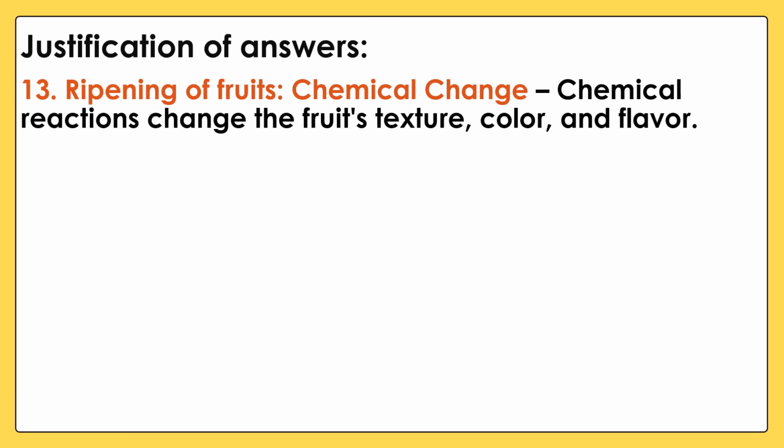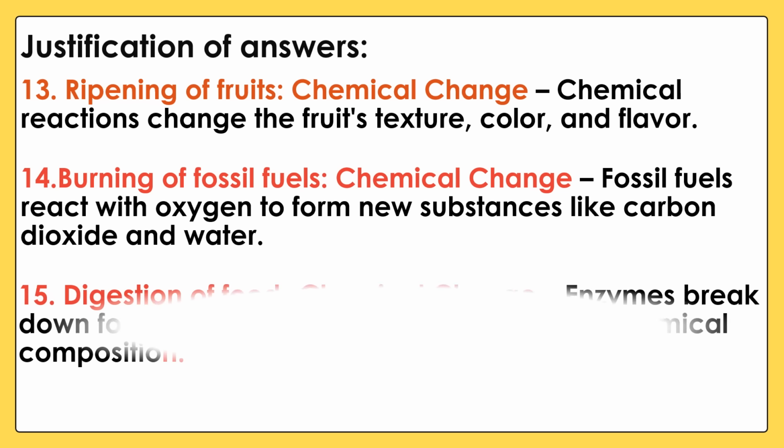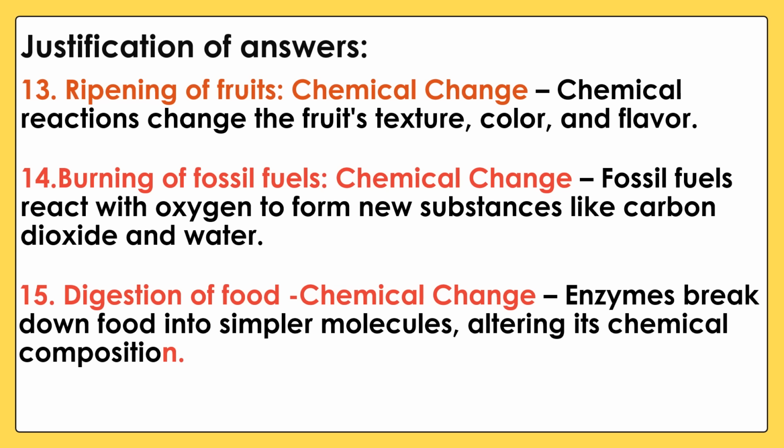Number 13, ripening of fruits is chemical change. Chemical reactions change the fruit's texture, color, and flavor. Number 14, burning of fossil fuels is chemical change. Fossil fuels react with oxygen to form new substances like carbon dioxide and water. Number 15, digestion of food is chemical change. Enzymes break down food into simpler molecules, altering its chemical composition.